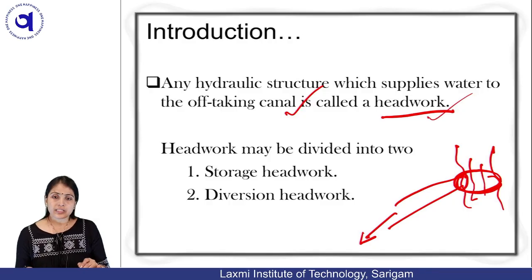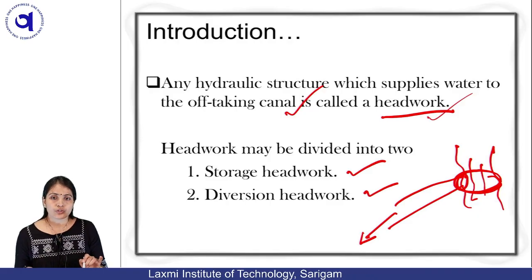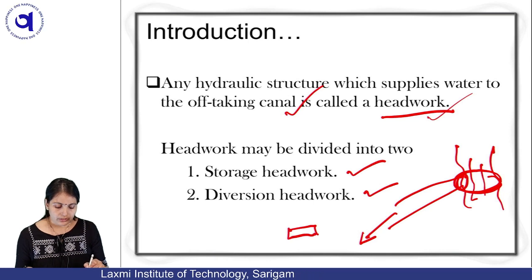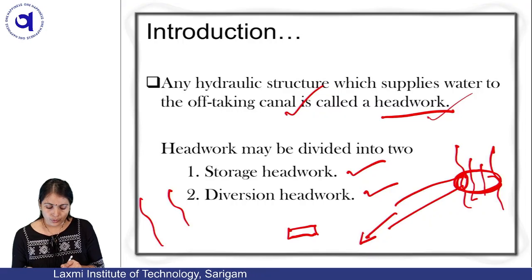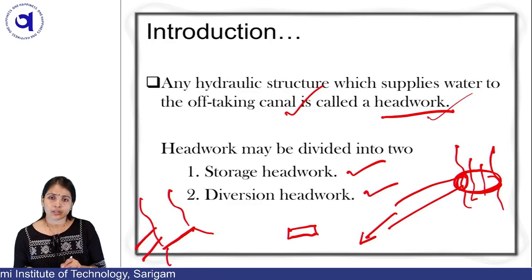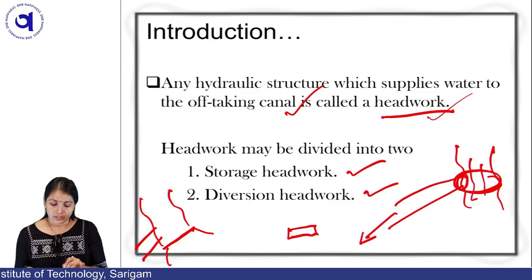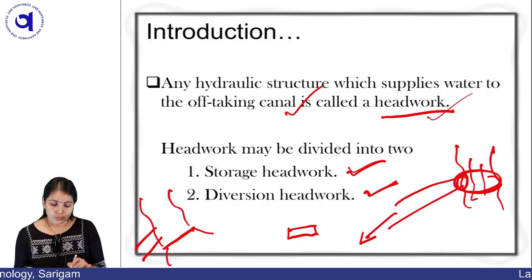Okay. So these headworks are divided into two parts: storage headwork and diversion headwork. One is just storage, like if you are preparing a dam over the river, where you have a source of water and need to off-take canals from there. So you need to construct the dam, so the water will get stored, that is, a head of water will be created. So there are two types: one to store, and the other to divert, as well as store and divert the water.